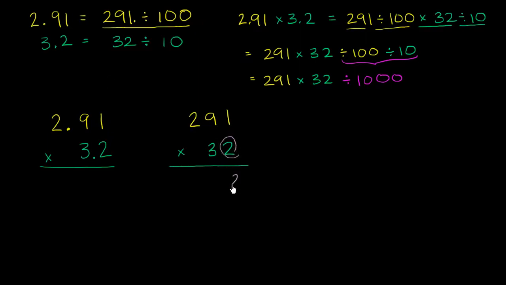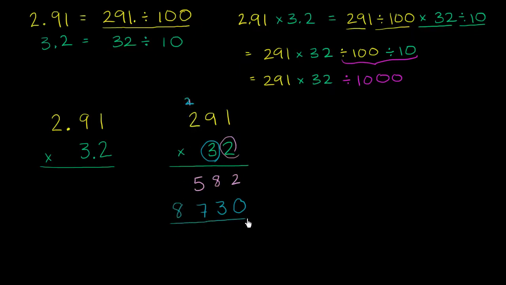2 times 1 is 2. 2 times 9 is 18. Carry the 1. 2 times 2 is 4 plus 1 is 5. And now we can think about the 3. Let me throw a 0 here, because this isn't a 3, it's 30. This is in the tens place, so that's why I put a 0 there. So 30 times 1 is 30. We say 3 times 1 is 3, but notice it's in the tens place. And then 3 times 9 is 27. Carry the 2. 3 times 2 is 6, plus 2 is 8.